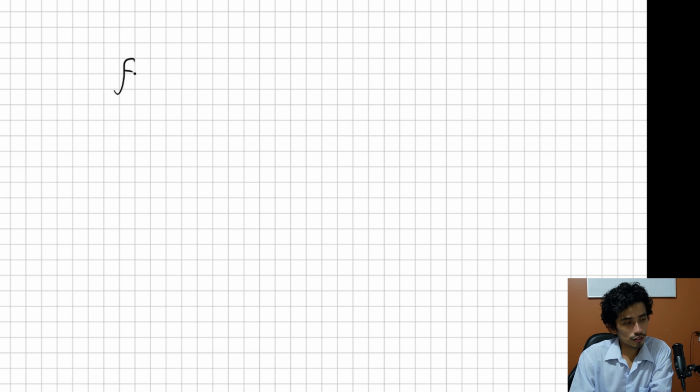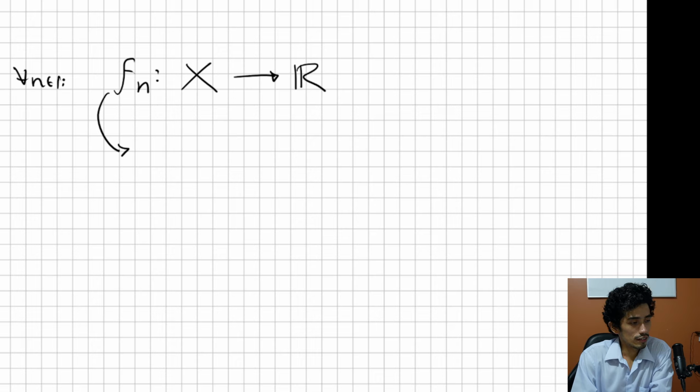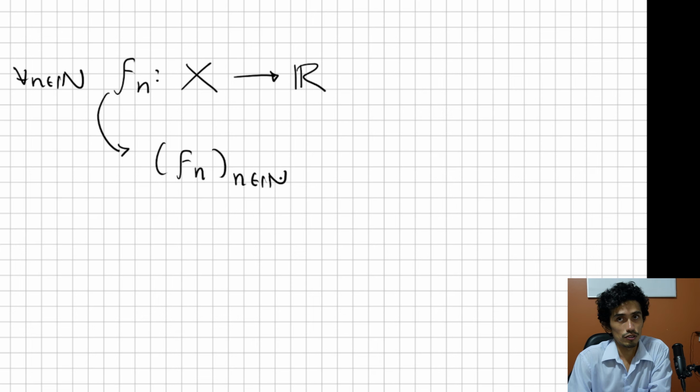A sequence of functions needs to be defined on the same domain. All of the functions need to be defined on the same domain, and they go from some set X into the real numbers, of course. So for every n we define a function f_n like that, and this is a sequence of functions.